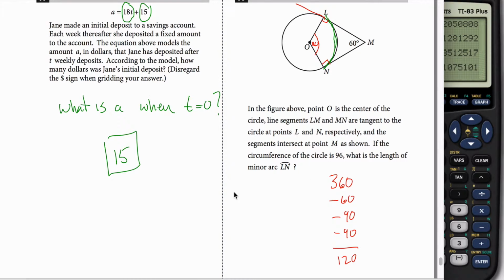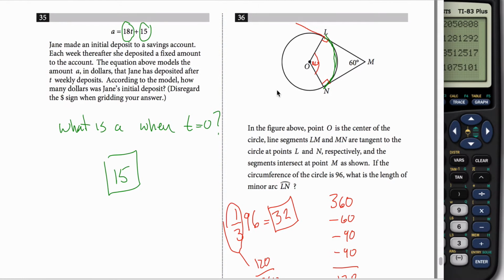All the way around the circle is 96. So if I take 1/3 of 96, which will give me 32, that would be my answer. If you have trouble with this, the 1/3 really came from 120 degrees divided by the 360 that's all the way around the circle, the 120 being this number right there.